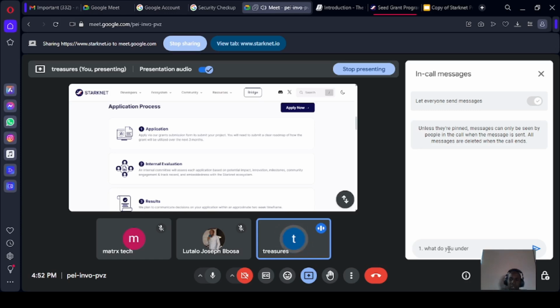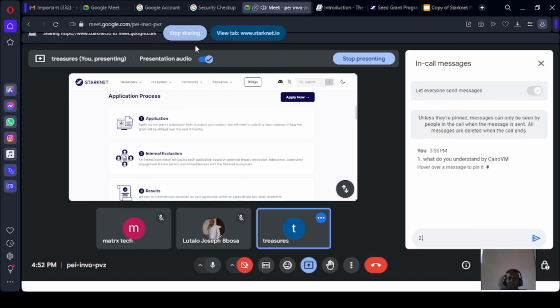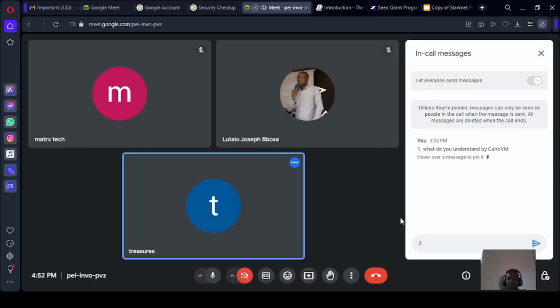The first question is, what do you understand by Cairo VM? And question two is, what is the contract state in Starknet smart contracts?